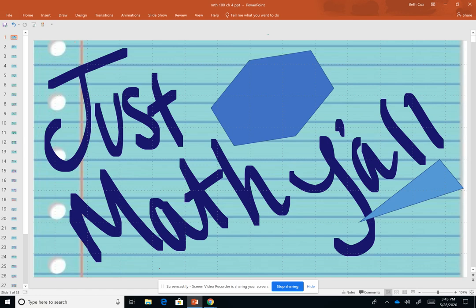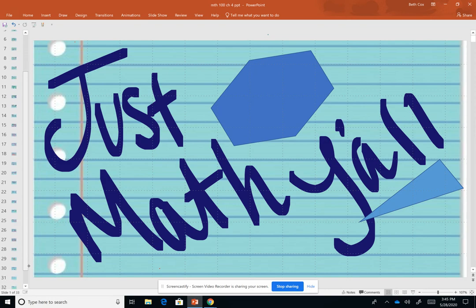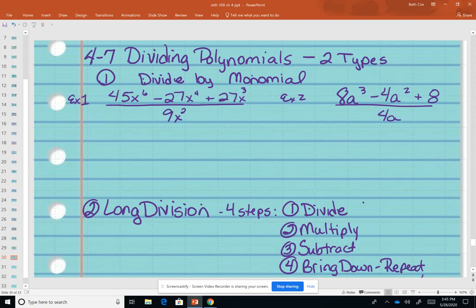We're going to do 4-7, dividing polynomials. It's just math, y'all. You can do it. You can do it. Let's look at dividing polynomials.